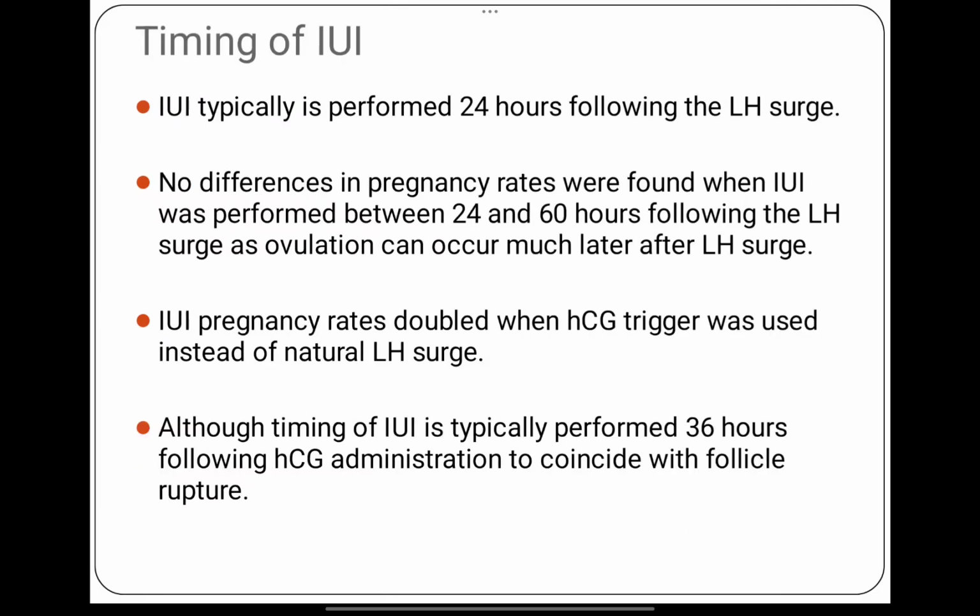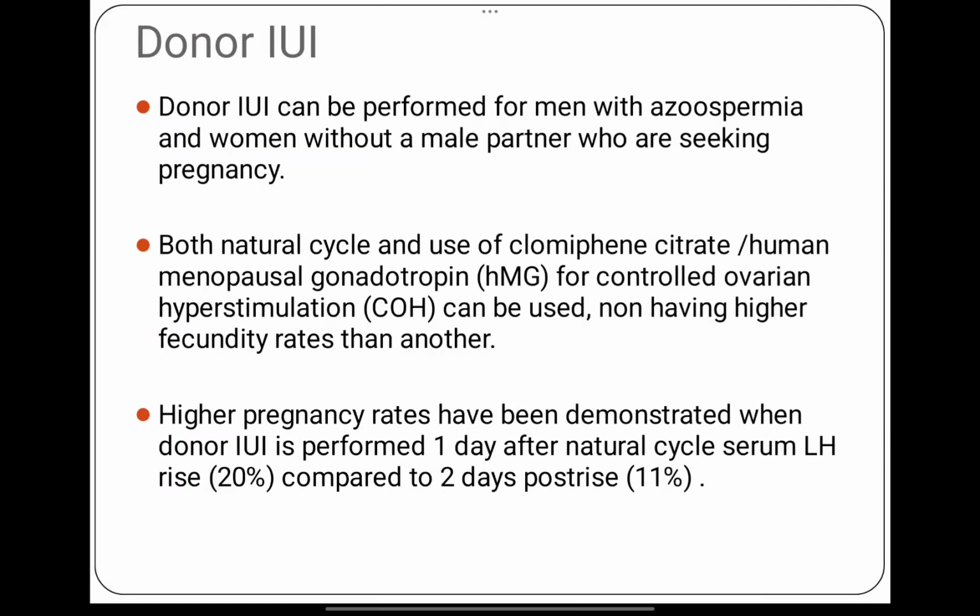What is the timing of IUI? So IUI should be performed 24 hours following the LH surge, because after the LH surge there is ovulation. There is no difference in the pregnancy rate if performed between 24 to 60 hours, and IUI pregnancy rate doubles if the hCG trigger was used instead of natural LH surge. So it is typically performed 36 hours following hCG administration to coincide with the follicle rupture.